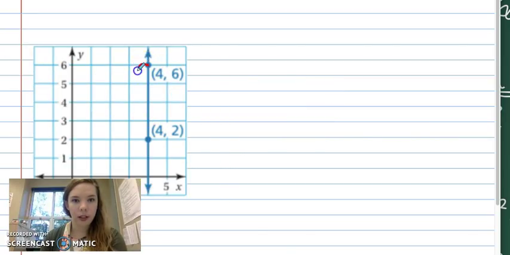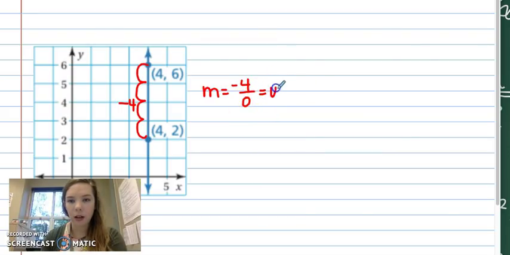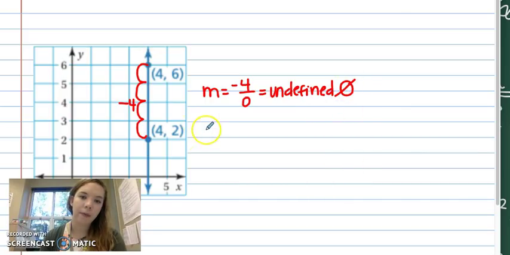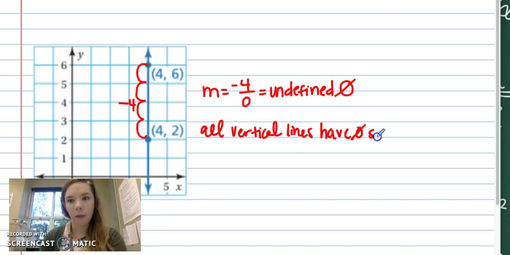Vertical lines, it looks like I'm going down 4, but then I'm not going anywhere left or right. There is no run. So this one would be -4 divided by 0, but we can't divide by 0. It's not possible. So we say that this is undefined. Or you could use the symbol for undefined, which is a 0 with a slash through it. Okay? All vertical lines have undefined slope.